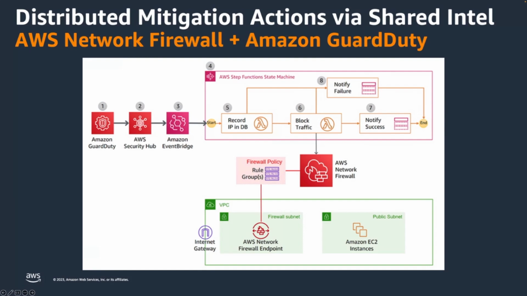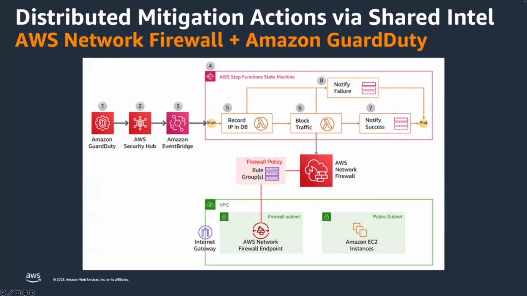IP addresses can be fairly ephemeral, so we probably don't want to keep them forever. The default, which is configurable, is a 12-hour period of time. In step number 6, we take the IPs from the DynamoDB table and they get inserted into a block rule within the Network Firewall that blocks all network activity destined for that list of malicious IPs.